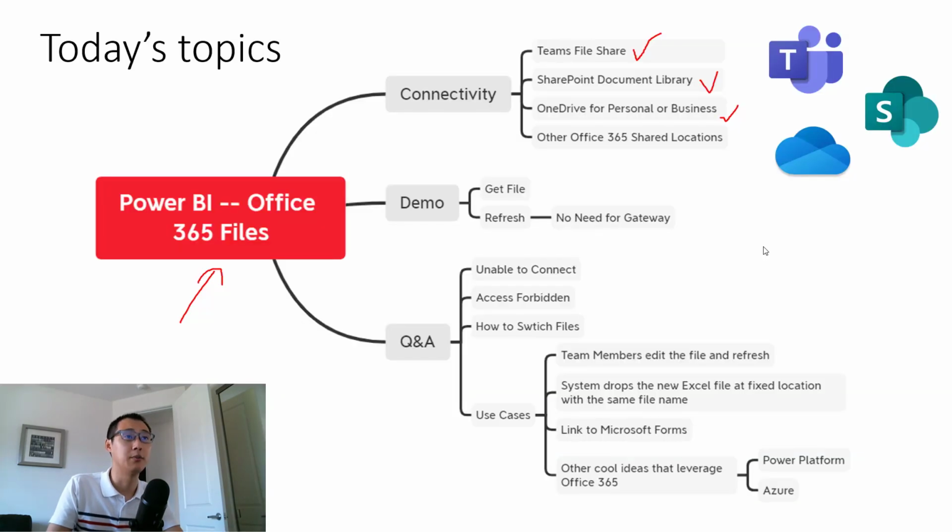Once we know the definition, I'm going to show you a demo how to get a file and then how to refresh this file from the Office 365 with Teams as an example. And the second part of the video, I'm going to talk about some general topics, the questions or error messages that we receive from people. I'm going to explain how to resolve those issues. And the last part, I'm going to talk about some common use cases that might inspire you on your daily automation.